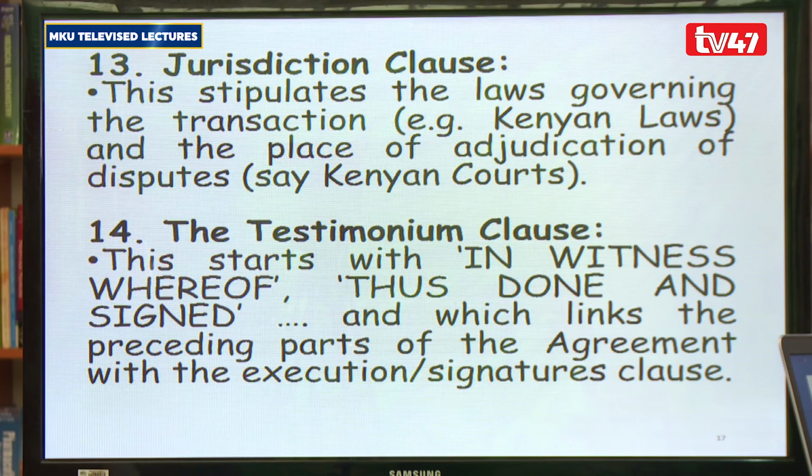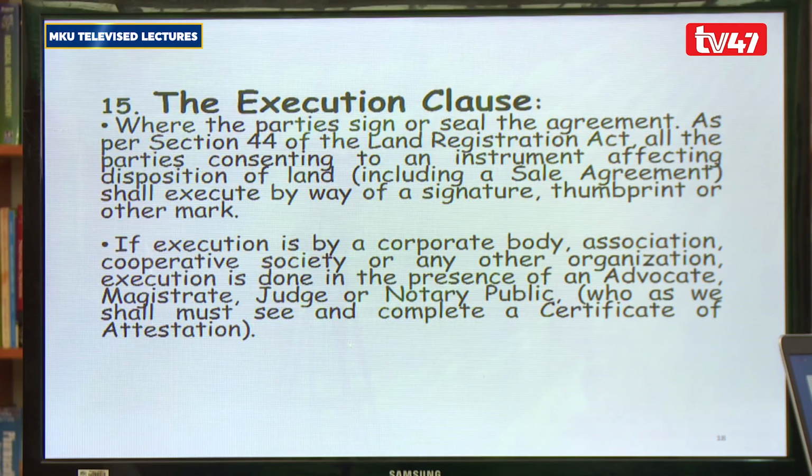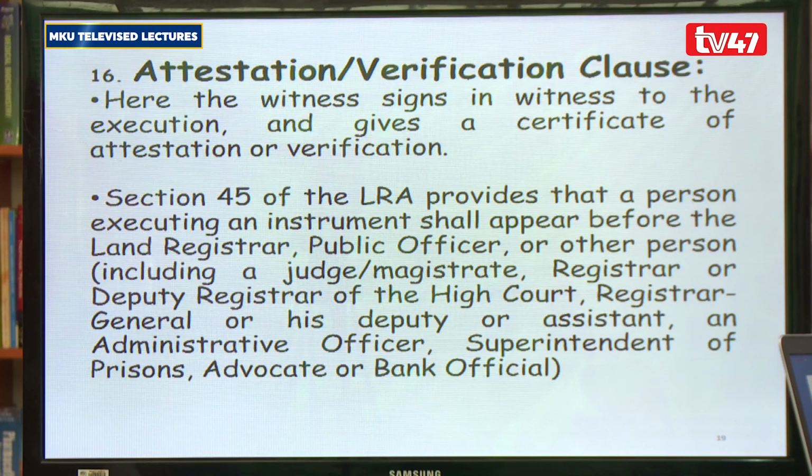Also have a testimonium clause. This is the one that connects the body of the agreement to the part where the parties will now execute the agreement. The execution clause, this is a clause where the parties basically are going to sign, to confirm that they are in agreement with whatever it is that has been put down in the contract. You're also going to have an attestation or verification clause. This is a clause where the advocates of the parties ought to witness or to attest to the contract itself.